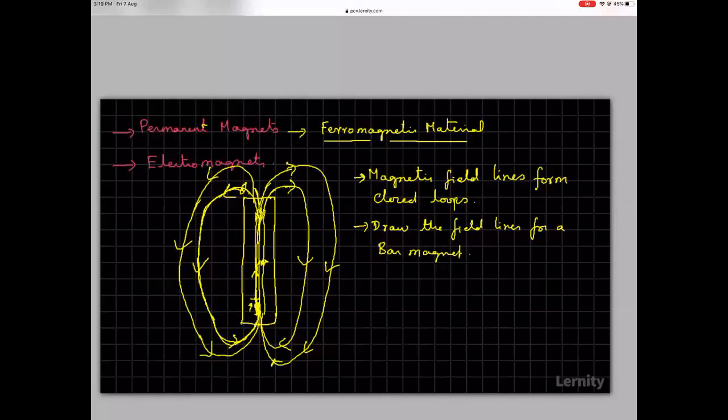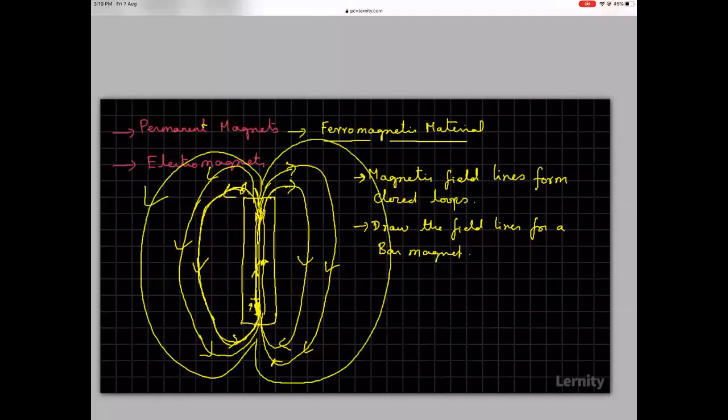This is how the field lines are for a bar magnet. You should be able to draw this neatly in the exam. So this is the direction. Everything else that you learnt in the case of electric field lines works out here also. Two field lines don't cross each other. The density of field lines will tell you how strong the magnetic field is. Now here they form closed loops.